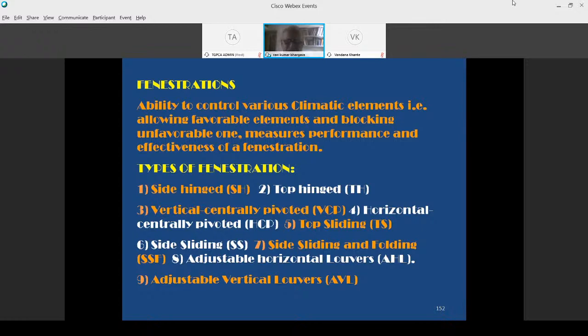Then side sliding and folding window. Particularly this type is used for large openings where we have sliding and folding doors. Okay. Then adjustable horizontal louvers. The louvers could be transparent material like glass or could be solid opaque material. Then adjustable vertical louvers. Generally, we use these types of windows.